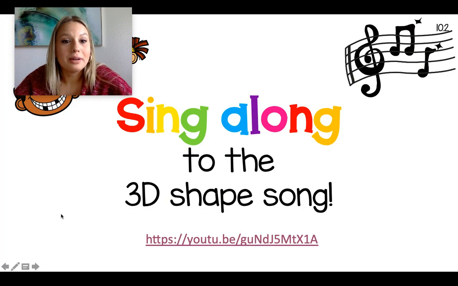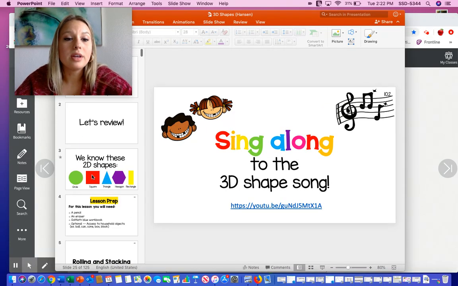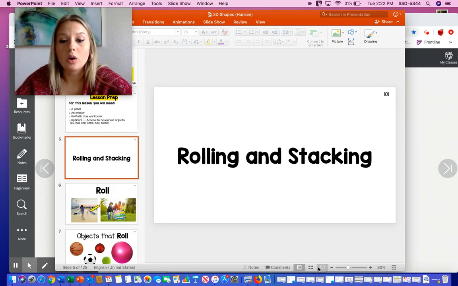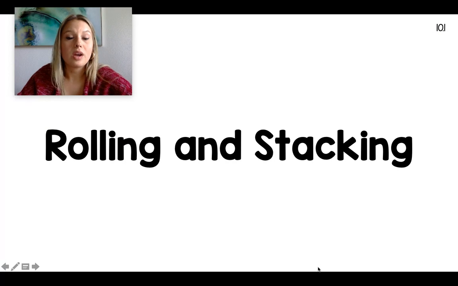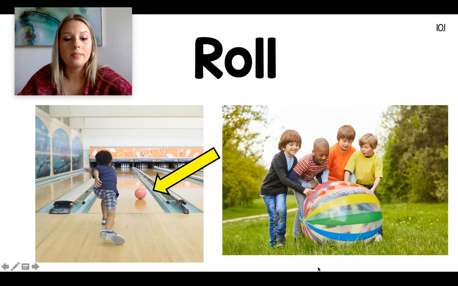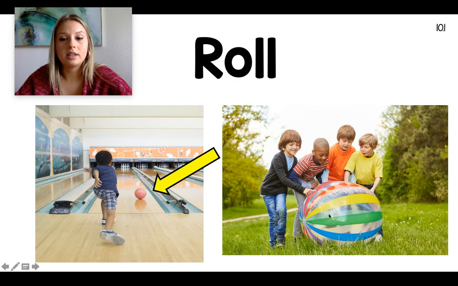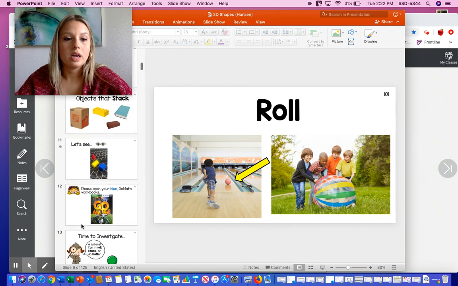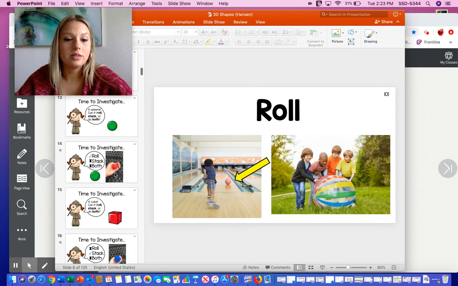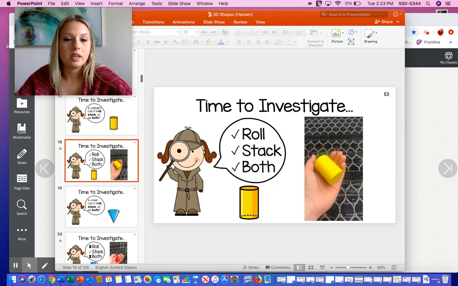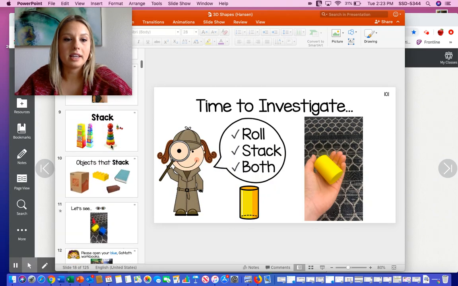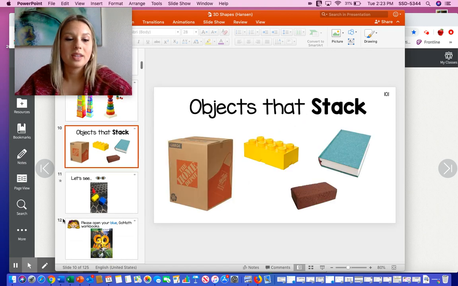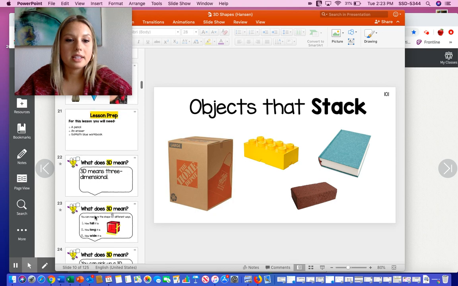So before we get started, we're going to go over everything we've learned about 3D shapes, okay? Our first lesson we did was all about rolling and stacking, right? We understand things that roll could be like a ball. Yes, like this one here. But it can also be other shapes that we found can roll too. Kind of like our cylinder, right? Our cylinder we said could roll. And then we also talked about the word stacking. Stacking means to put one on top of the other. We said that Legos stack, right? Okay. And let's see what else we learned.